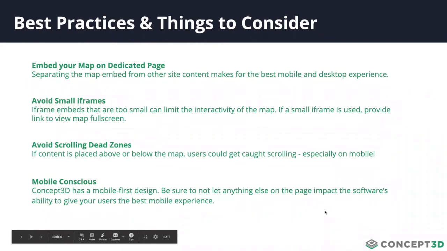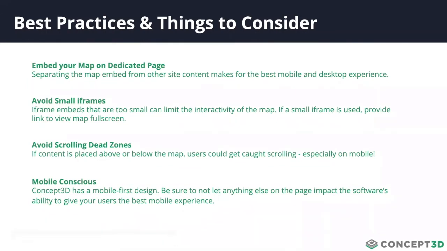Third is avoiding some scrolling dead zones. So kind of playing into that header and footer. If a mobile device comes across a map that might have some things inhibiting it, we could be forcing users to get caught scrolling the map. So definitely something we want to pay attention to.